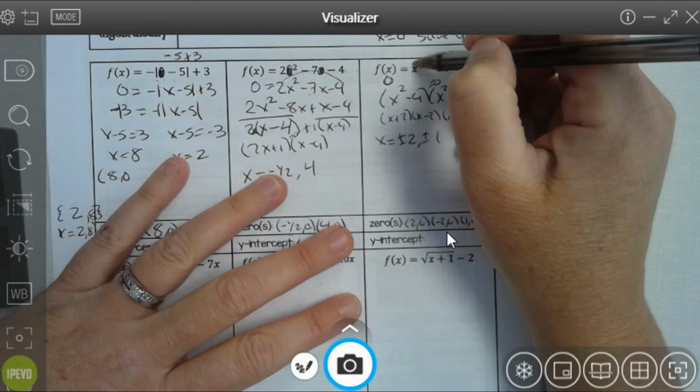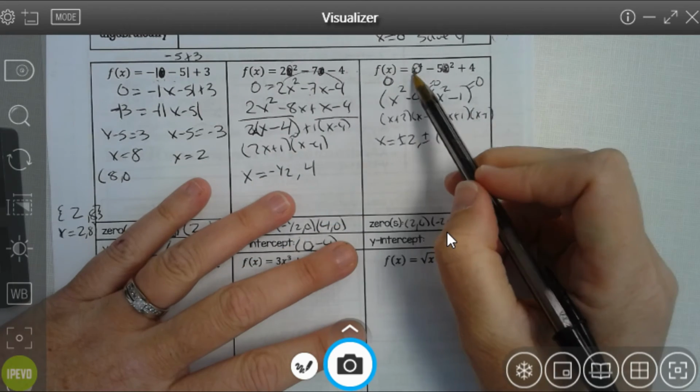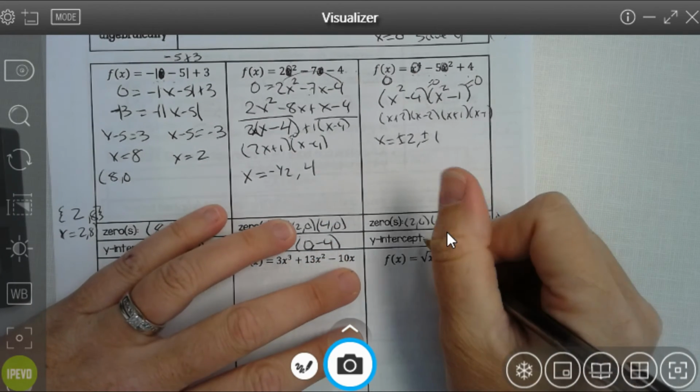Now for y, remember I make these 0 up here. So 0 minus 0 plus 4 gives me 4.